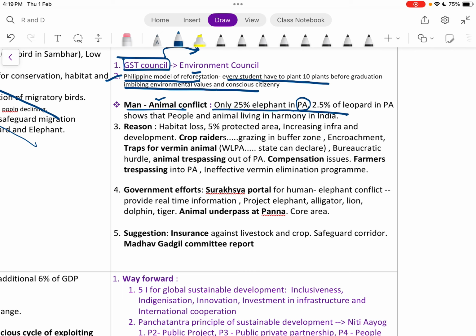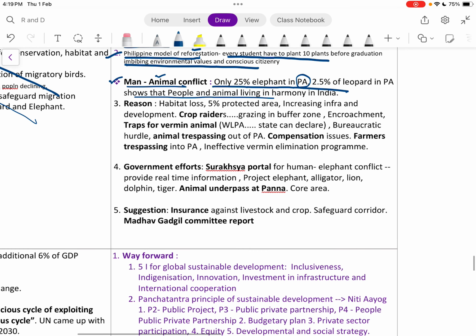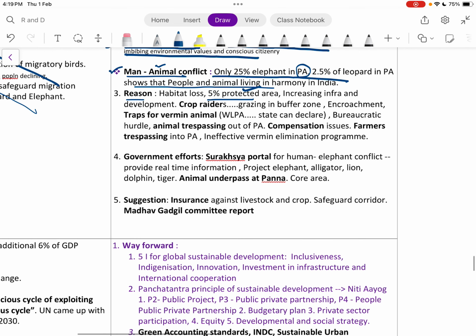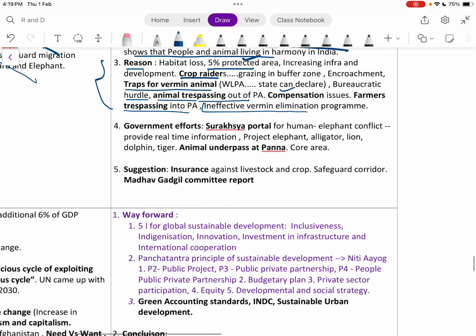2.5% of the leopards are in protected areas, showing that people and animals live in harmony in India. Habitat loss, only 5% protected area. Increasing infrastructure and development, crop raiders, grazing in buffer zone, encroachment, traps for vermin animals. Bureaucratic hurdles, animals trespassing out of protected areas, compensation issues, farmers trespassing into protected areas, and ineffective vermin elimination programs are the reasons for man-animal conflicts.